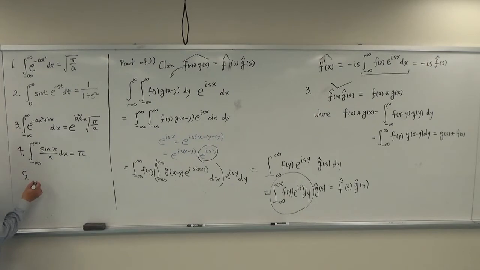That if you do the inverse transform of f hat times g hat, it is the same as f(x) convolved with g(x). Okay.